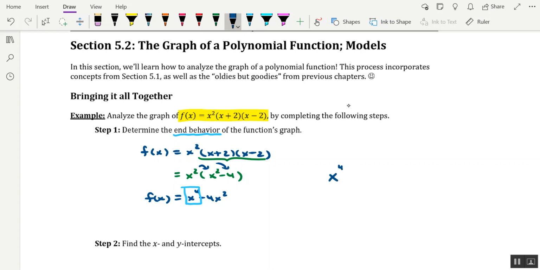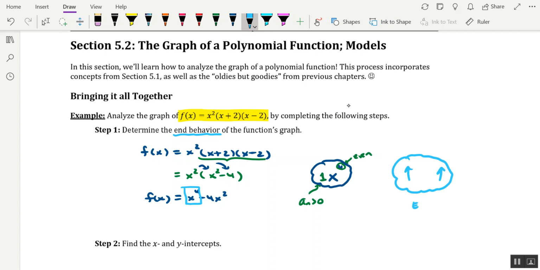Now the thing about x to the fourth is that it has an even degree and a positive leading coefficient. Now in my math lab, it'll probably request the power function, and x to the fourth would be your answer for that. But in terms of a visual of end behavior, because the leading coefficient is positive and the degree is even, we're going to have one end pointing up in quadrant 1 and the other end pointing up in quadrant 2. So that would be the end behavior, or EB for short.